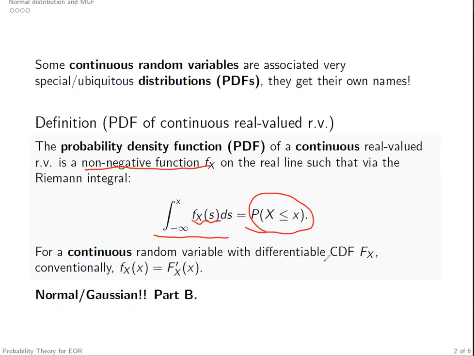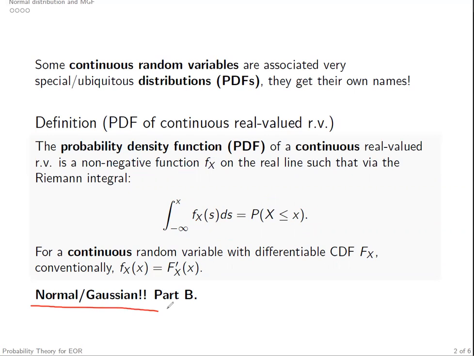So basically, the CDF for a continuous real-valued random variable can be recovered from the PDF. And if we know the CDF, we can also recover the PDF of the associated continuous random variable. In this video, we focus on one special distribution, the normal or Gaussian distribution.